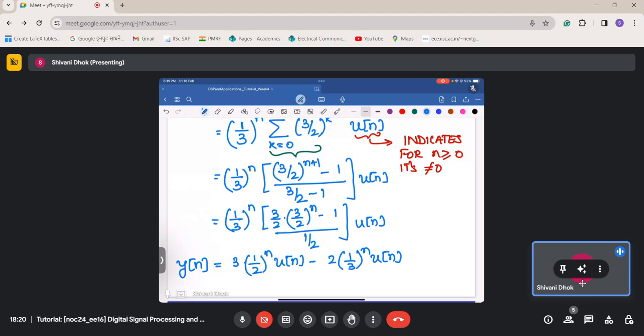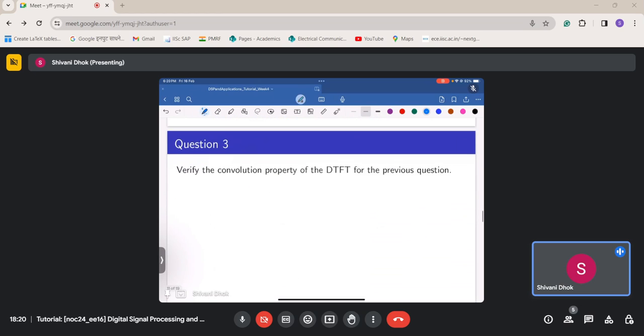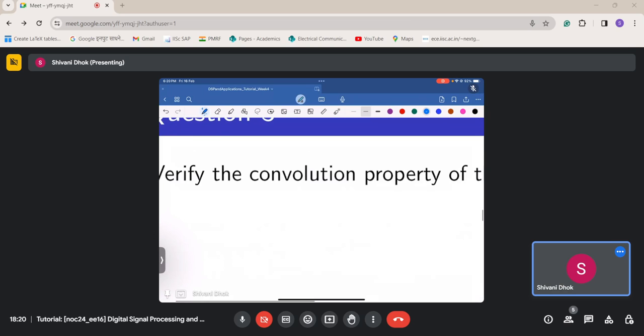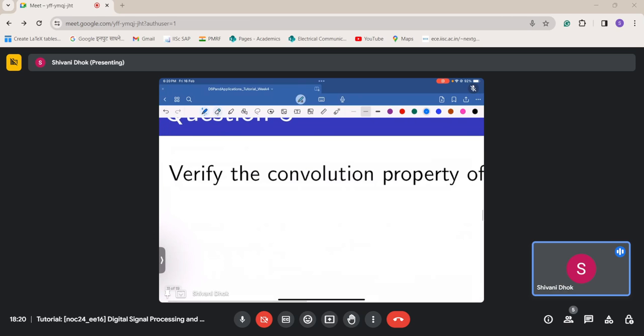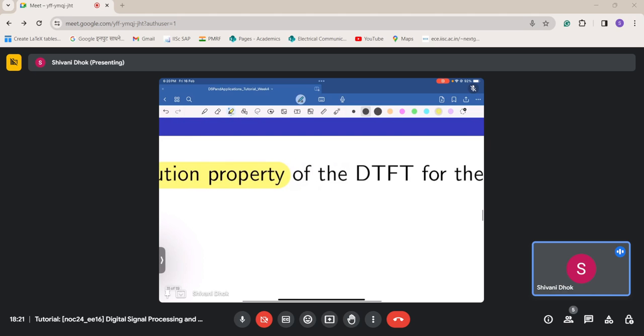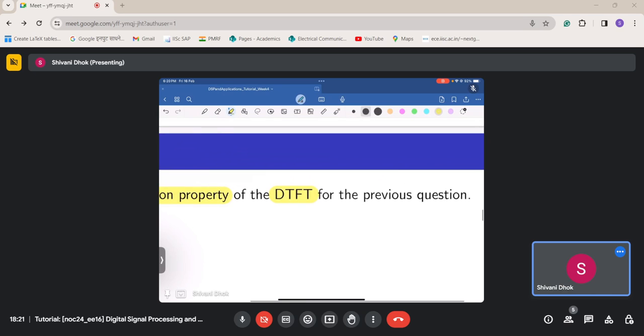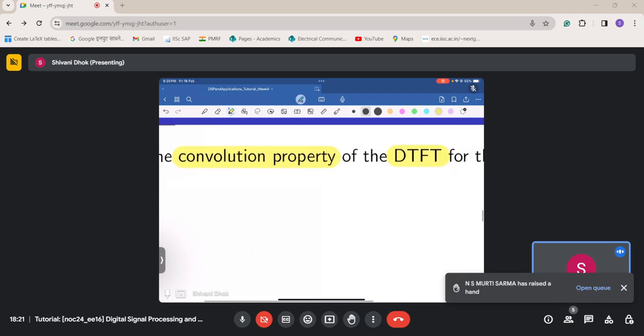So if there are no questions, let me move on to the next question that I have planned to cover today. It says: verify the convolution property of DTFT for the previous question. Okay, so what did we have in the previous?